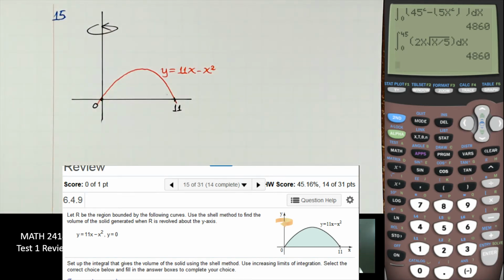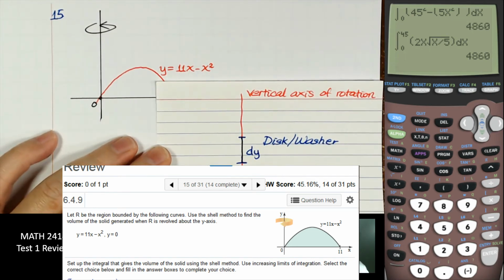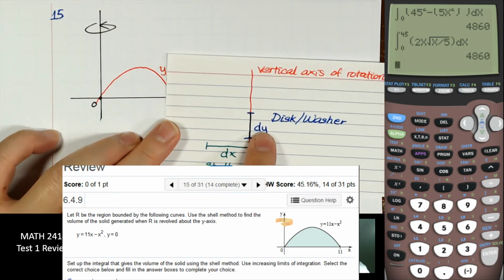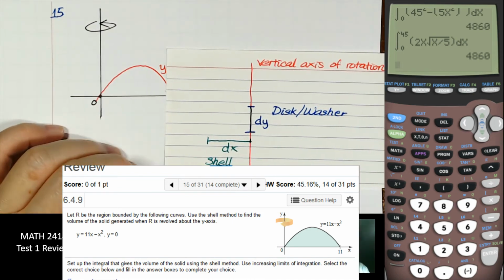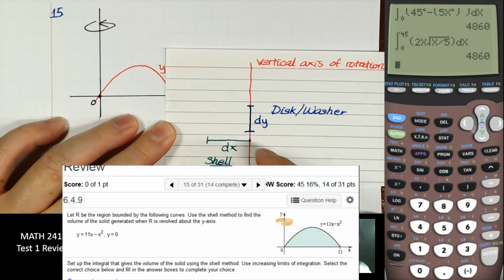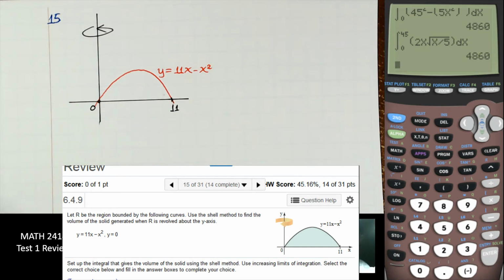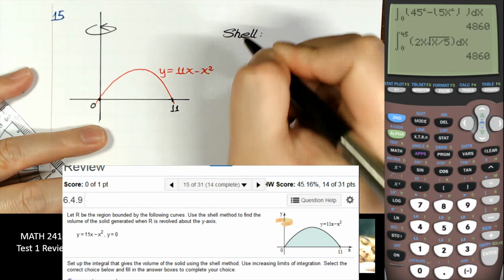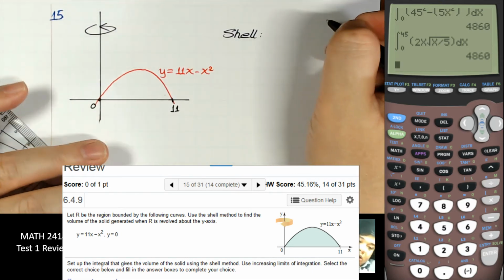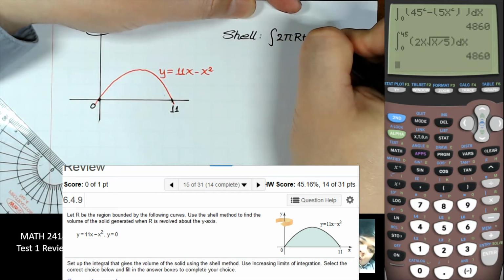Rotate about the y-axis. Right, now, vertical axis of rotation. If we use the disk method, that is going to be dy, stacking along that. If we use the x, it will be a shell method. On this one, they ask for the shell method, so we will use the shell method. And in this case, we use dx. So 2 pi rh, and we use dx.